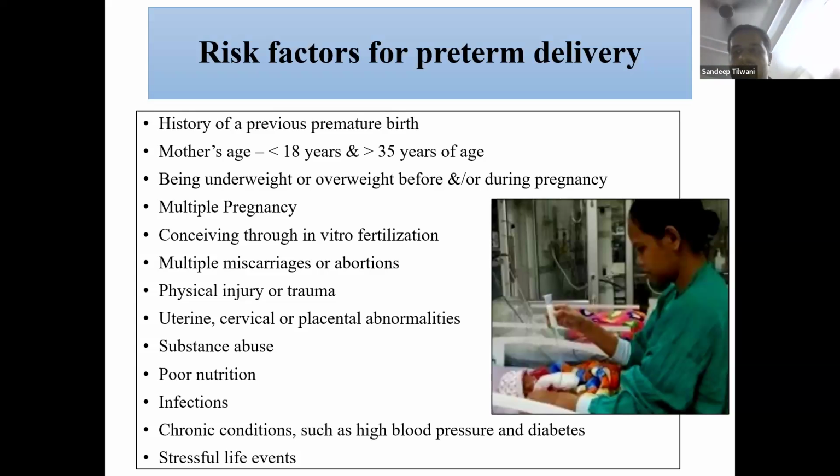Okay, so that is grossly underweight. And on the other hand, there may be certain mothers who at the time of conceiving had a weight of say 80-85 kgs. So that is grossly overweight. In both these scenarios, the mother would be at high risk for going into premature labor.